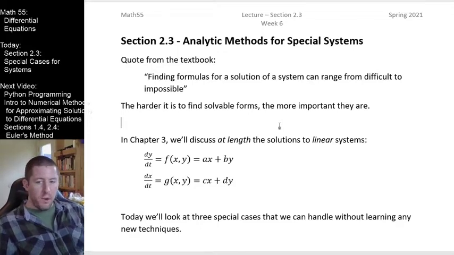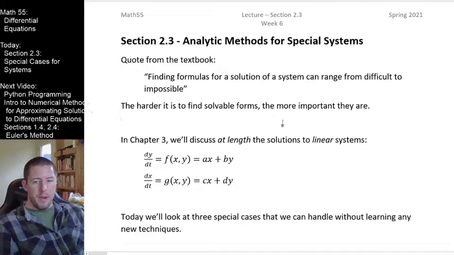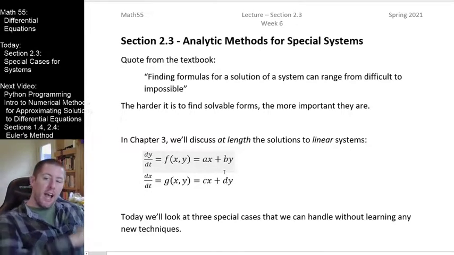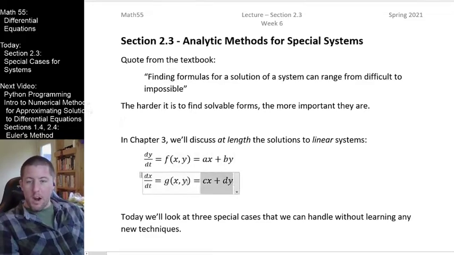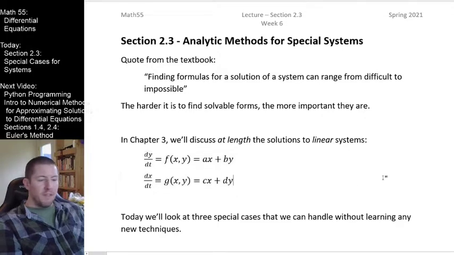So few differential equations, particularly systems, are truly solvable. It really matters that we truly understand the ones that are solvable, and that's what we're hitting today and all of chapter 3. So in chapter 3, we're not just covering systems of differential equations broadly, but we are covering linear systems of differential equations.